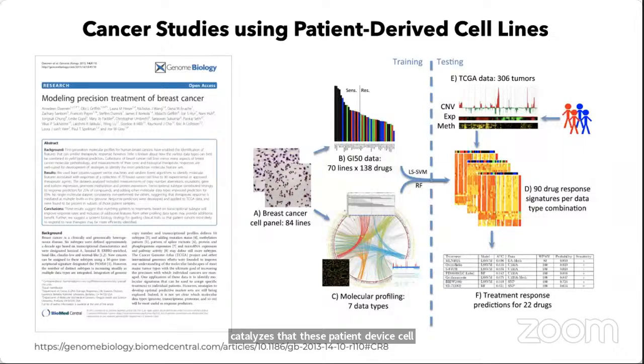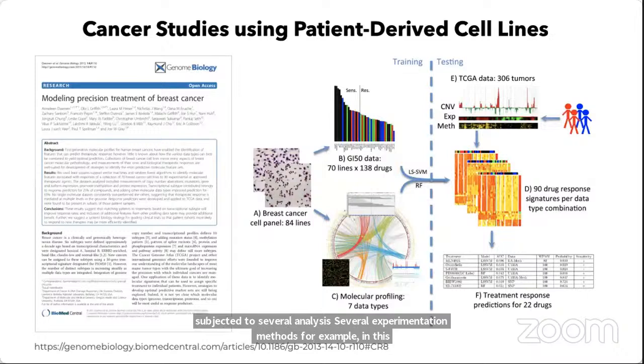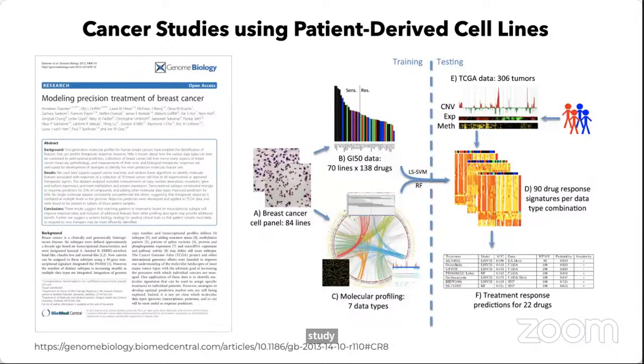analysis and experimentation methods. For example, in this study, these cell lines derived from breast cancer patients are first characterized at different molecular levels and also studied for their responses to 90 different drugs, right? So now we have data that characterizes these cell lines or tumors at multiple molecular omics levels, and also data on their response to several different treatment options.